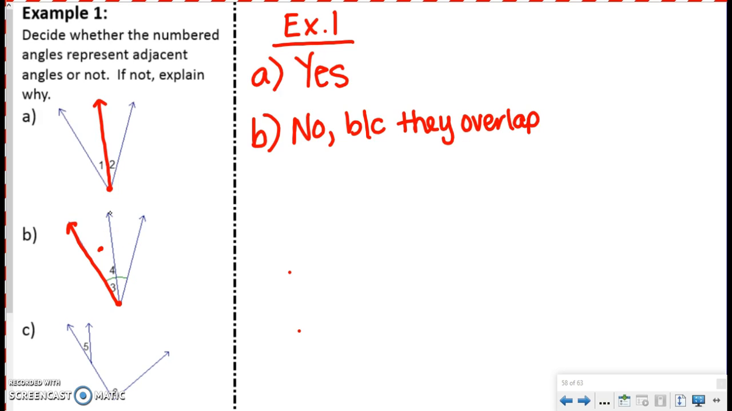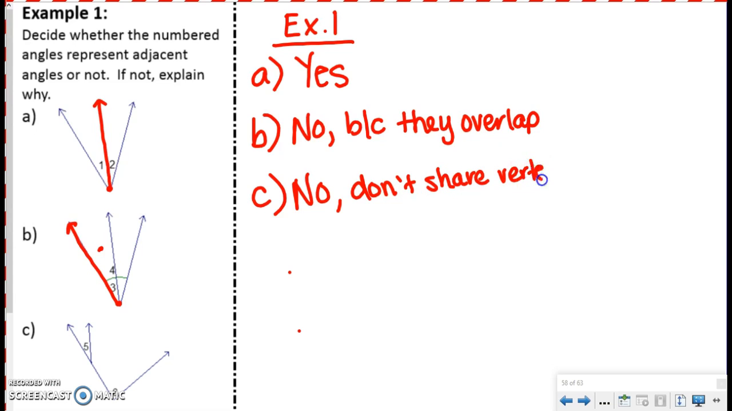All right, and then part C, 5 is this angle, 6 is this angle. Right away it violates. They don't share a vertex. Angle 5's vertex is here and angle 6's vertex is here, so we can't do that. So you can say no, and once it violates one of them, you're done. So don't share a vertex.